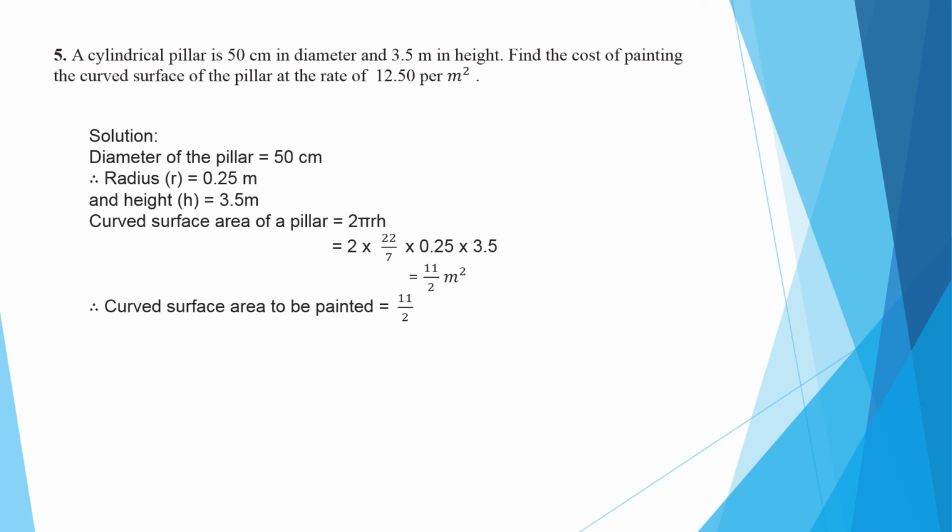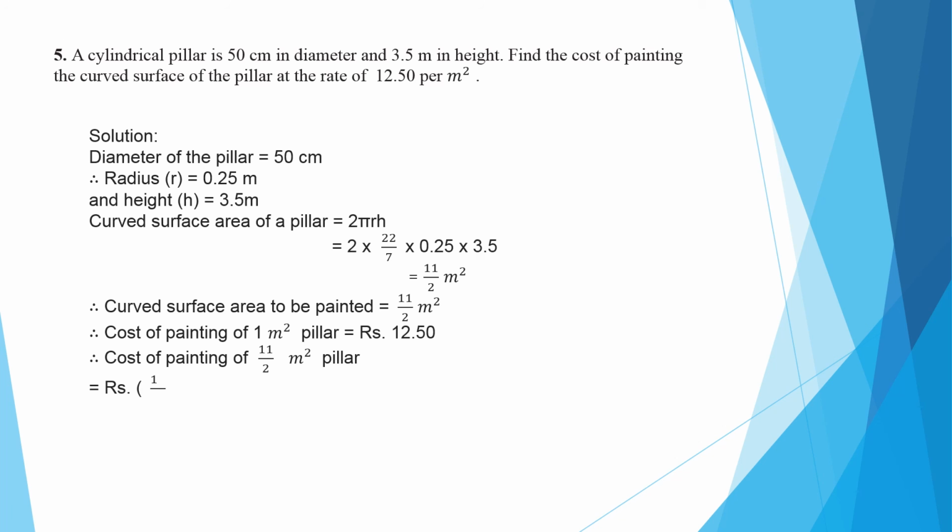Now as we need to find the cost, at the rate of rupees 12.5, we'll multiply by 12.5 into 11 by 2. So the cost for 11 by 2 meter square is equal to 12.5 into 11 by 2. On calculation we are getting rupees 68.75. So in this way we will find the cost of painting the curved surface area of the pillar. I hope till this it is clear. That's all. Thank you everyone.